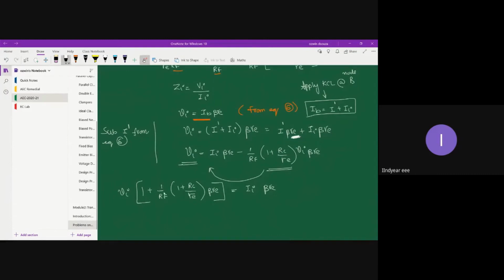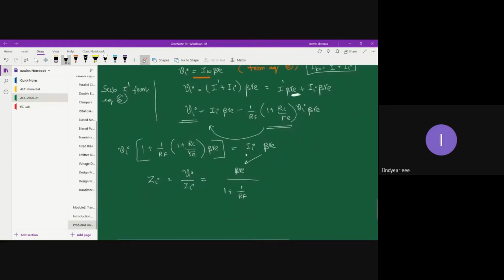So now you can take out the ratio. Now let us take out the ratio Vi by Ii. We define Vi by Ii as the input impedance Zi. So Vi divided by Ii is equal to beta Re in the numerator, and in this big denominator you will have 1 plus 1 by Rf into 1 plus Rc by Re, into beta Re. Let me keep this beta Re over here itself. So this is your expression for Zi.